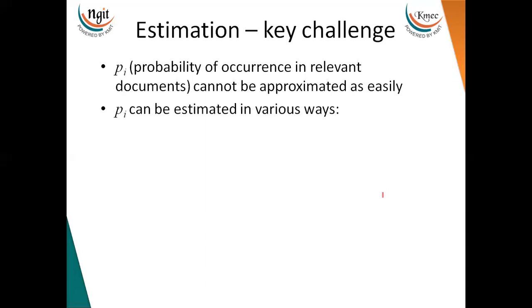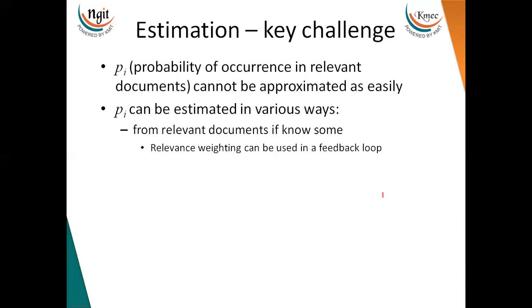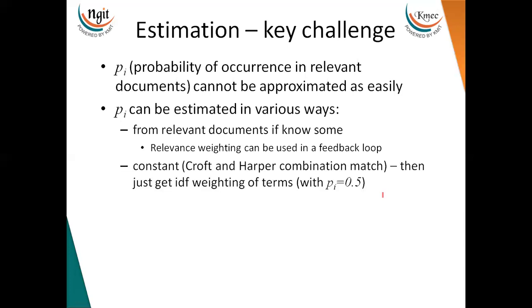Now, Pi, that is the probability of occurrence in a relevant document, how am I going to estimate it? That relevance will help me to weight that particular document. So here, generally using your IDF formula, we are giving the weight as 0.5, meaning it may be relevant or it may not be relevant. So I am considering 50-50% chances here.